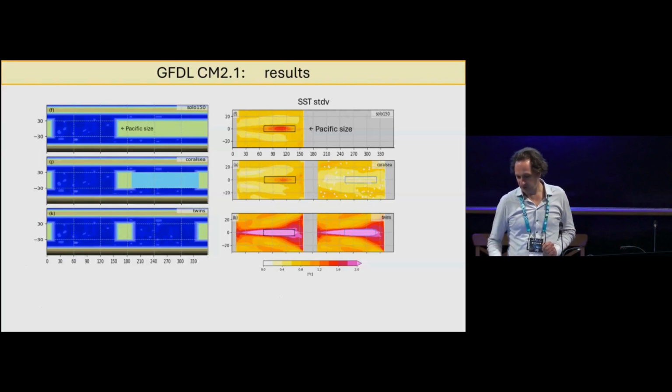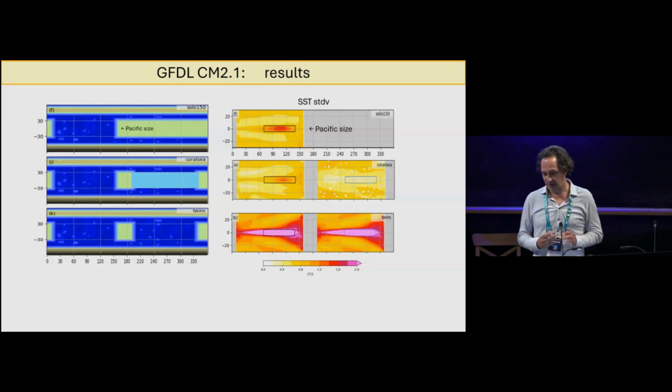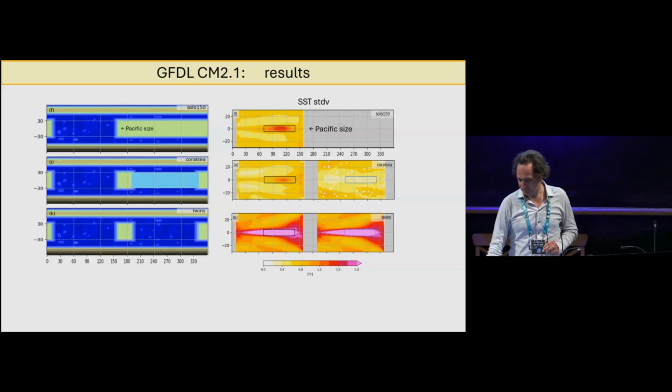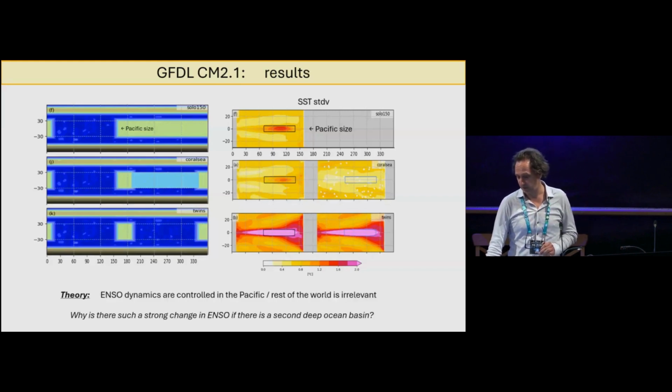But if you have two Pacifics, you have a much more powerful ENSO mode. Actually, you have now two highly synchronized ENSOs that happen at the same time, and they are much more powerful and different in all characteristics. So in other words, whether there is another ocean basin or not does have a huge impact on ENSO, or can potentially have a very big impact on ENSO.